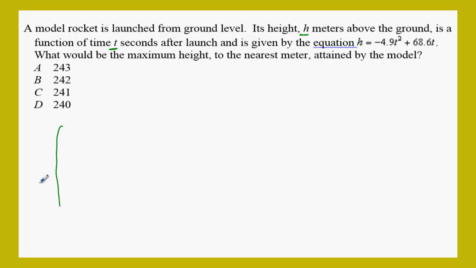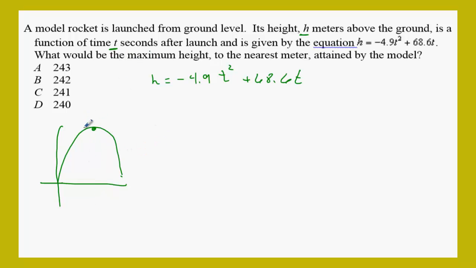Let's sketch this here. This is an x-axis and y-axis. You will have a parabola this way with a maximum point, and y is going this way because the coefficient of t squared is a negative number. Write the equation: h equals negative 4.9 t squared plus 68.6 t. You're looking for the maximum height.